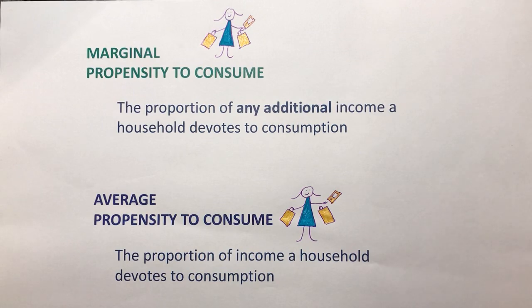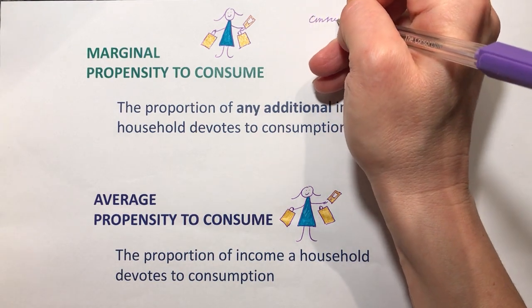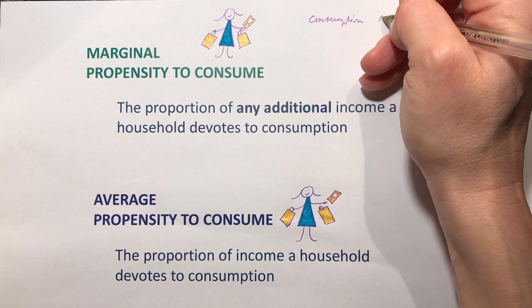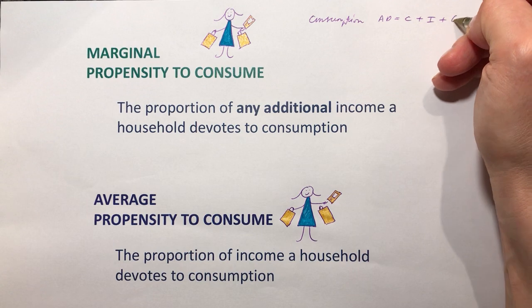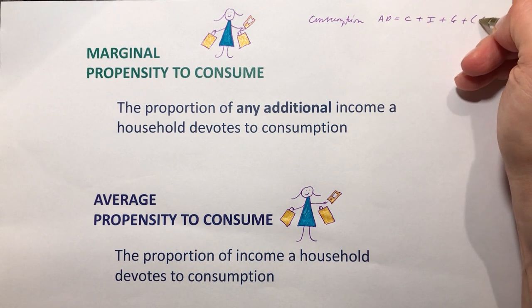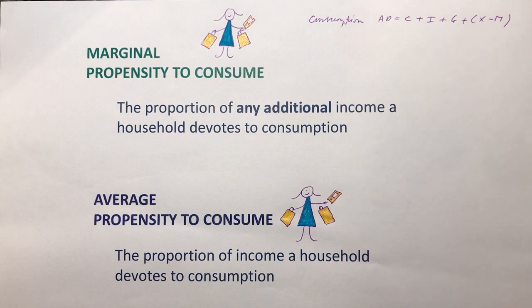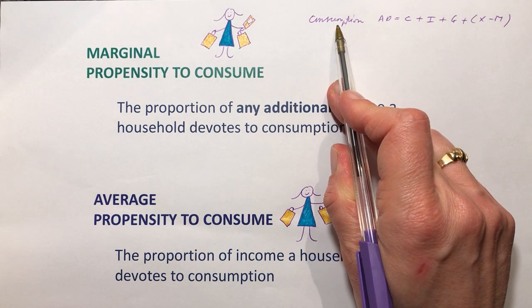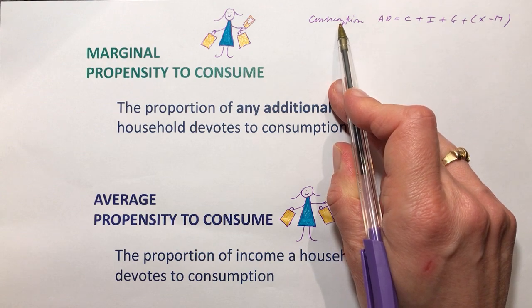Hi everyone, so in this video we're going to look at a bit more terminology about consumption, and remember that consumption is part of aggregate demand because that's consumption plus investment plus government spending plus net exports, which is exports minus imports. And consumption is the total spending over a period of time on goods and services by consumers.